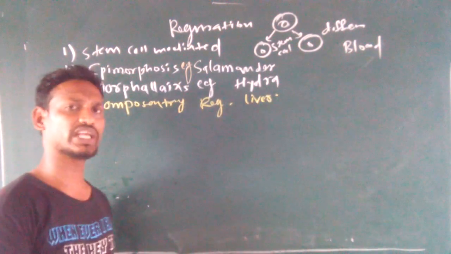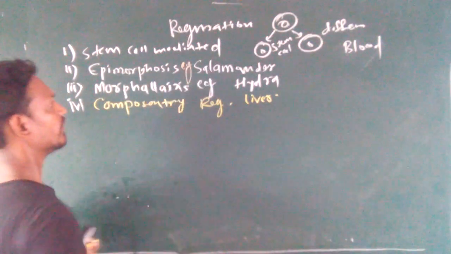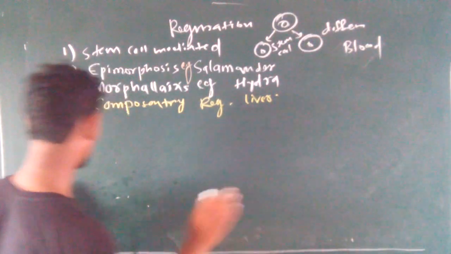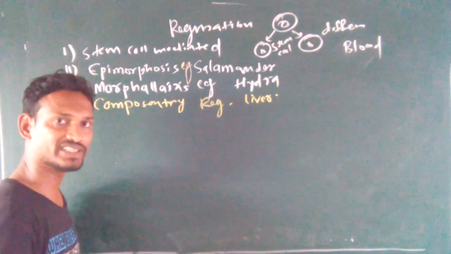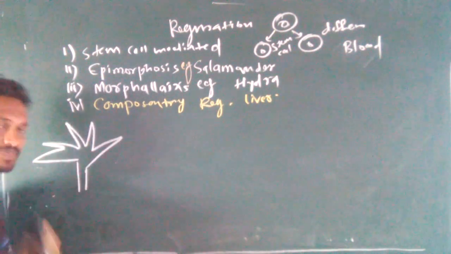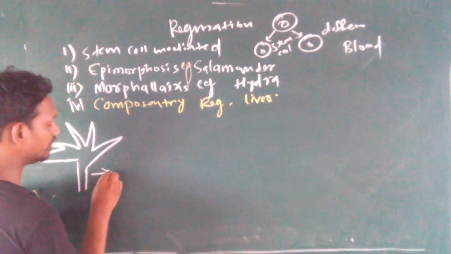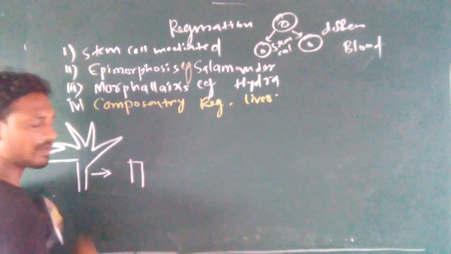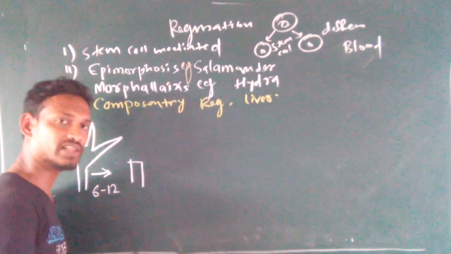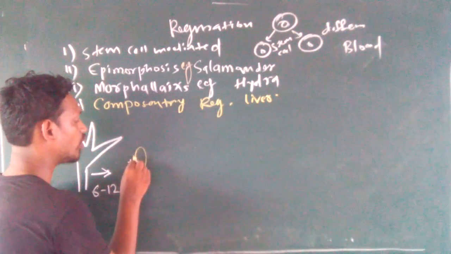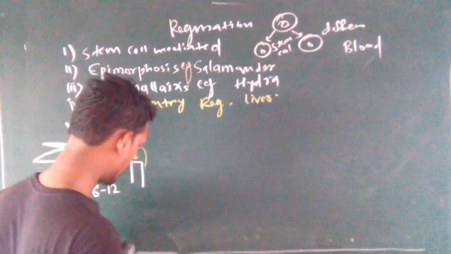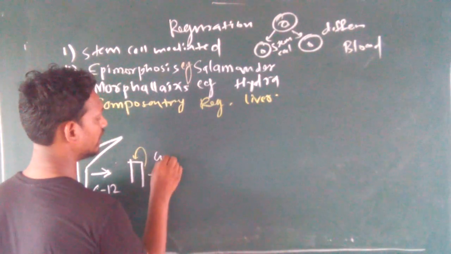Now, if you are going to take an example of epimorphosis, the most common example is the salamander. Now, look at the overview. What happened inside the salamander? For example, this is the limb of a salamander. If the limb of the salamander gets amputated, what happens? During 6 to 12 hours, the epidermal cells come and occupy the place of the wound, introducing a clot of plasma.